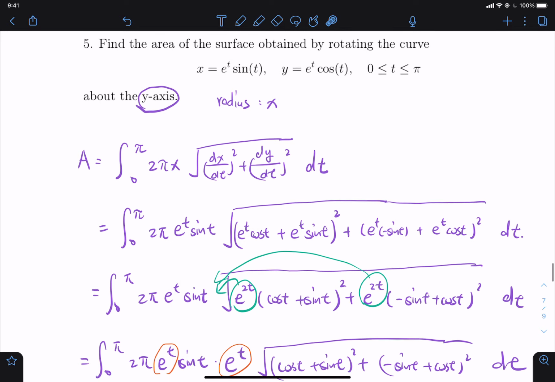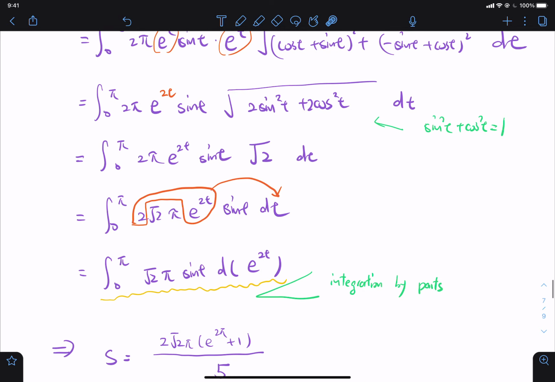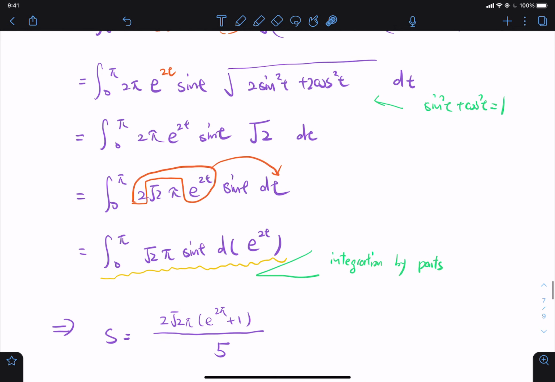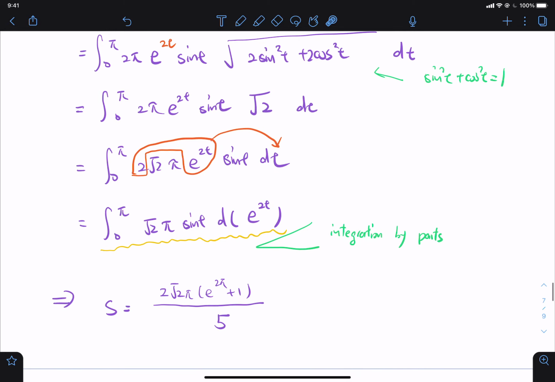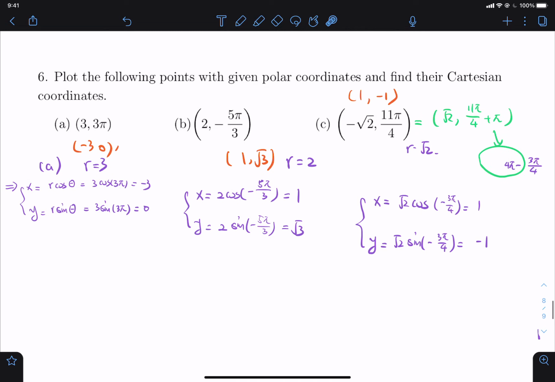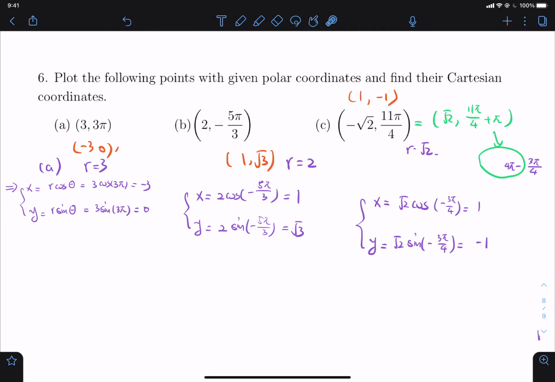That is our question 5. Okay, and I think we can move on to question 6. Plot the following points with given polar coordinates and then find their Cartesian coordinates, right?